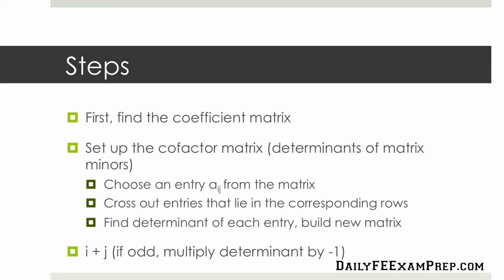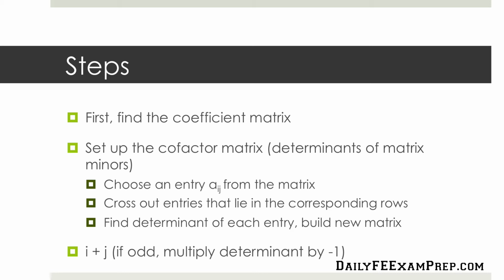Actually, before we cut over, I want to give you the steps of how we're going to solve this. So first, we'll find the coefficient matrix. Then we're going to set up the cofactor matrix and the determinants of the matrix minors. So that's what the cofactor matrix is going to be. It's the determinants of the matrix minors.